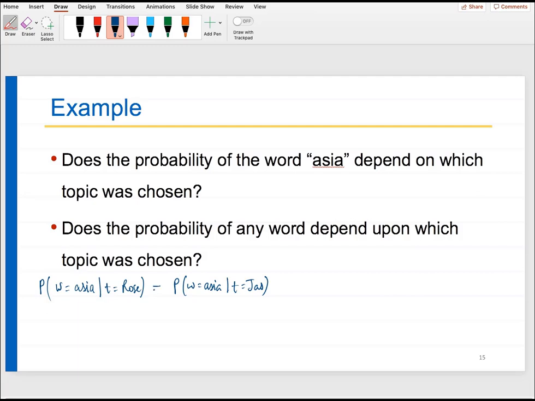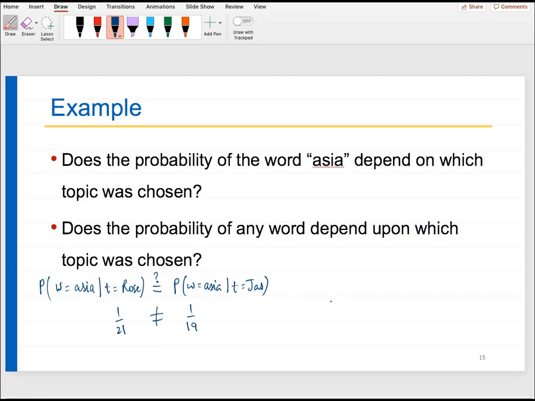Are they equal or not equal? That's what we mean by this question, right? Does the probability of the word depend on which topic it comes from, Rose or Jasmine? We can compute these quantities as we have done before, or directly. So it is 1 upon how much? 21, and this is 1 upon 19. So they are not equal. So the answer is yes, it does depend on which topic was chosen.